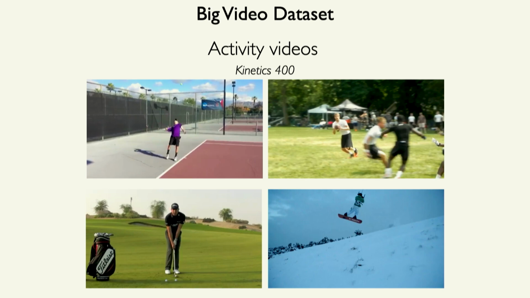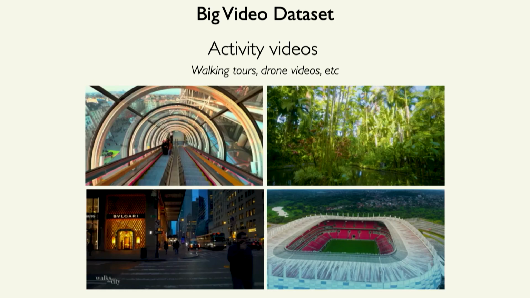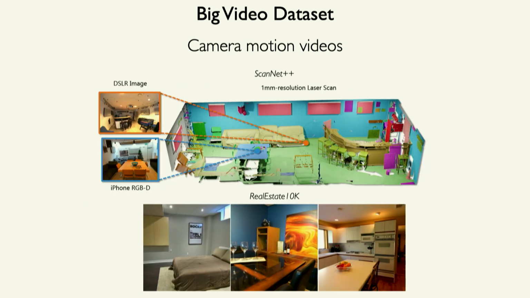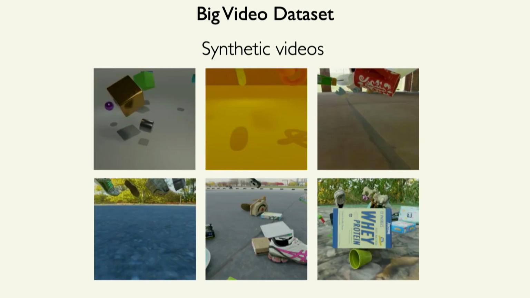So we collect a big data set which contains released data sets as well as some things that we've crawled from the web that include everything from product reviews to city walkthroughs to data sets that have camera annotation to egocentric data sets and some synthetic data as well.